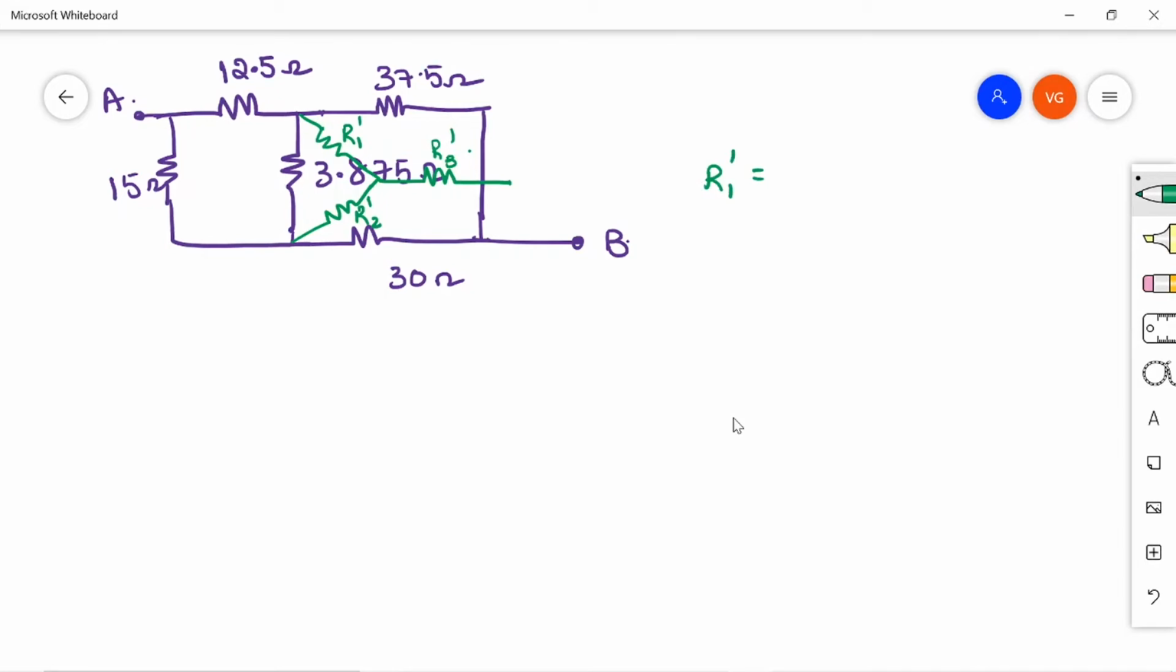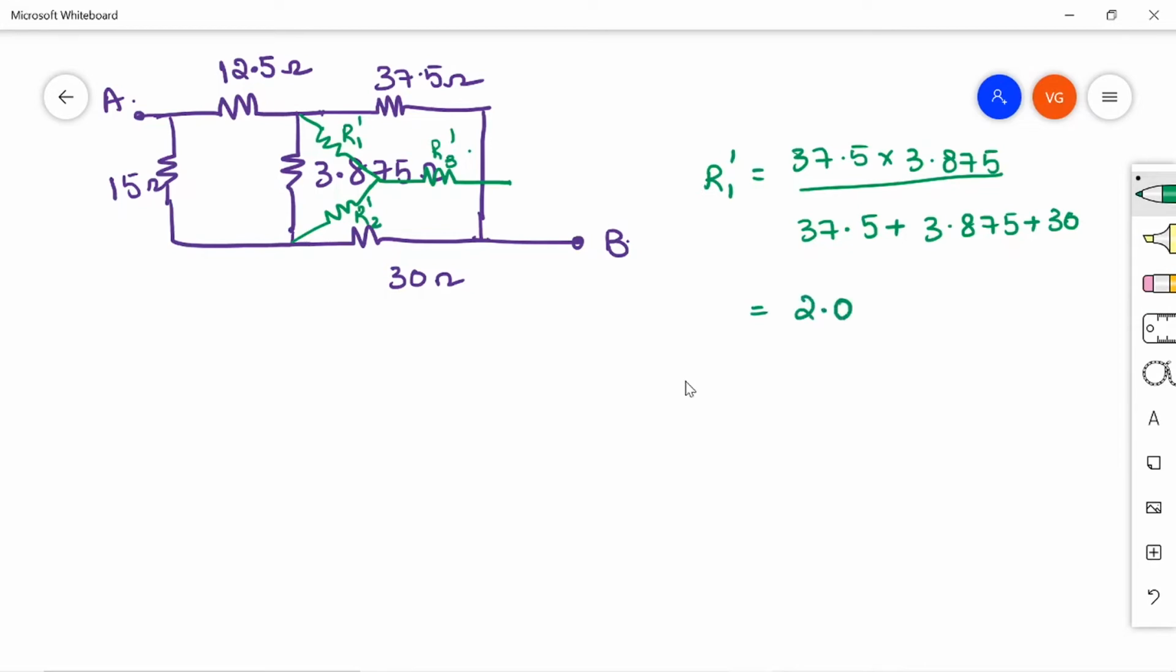As I said earlier, R1 dash is nothing but the product of the resistances that are lying on both the sides of R1 dash, that is 37.5 into 3.875, divided by the denominator, which is the sum of all the resistances, that is 37.5 plus 3.875 plus 30. If you simplify this one, you will get 2.0359 ohms.